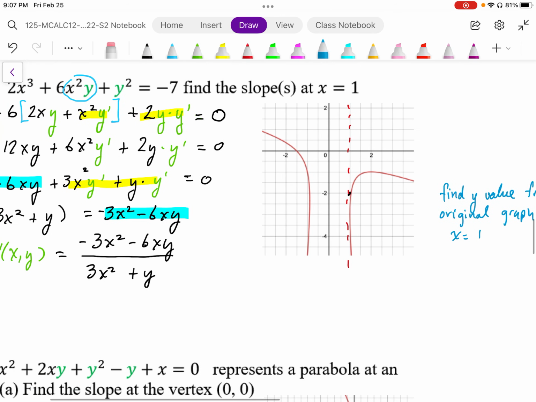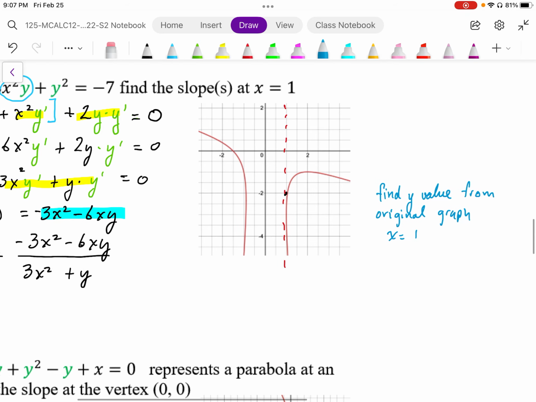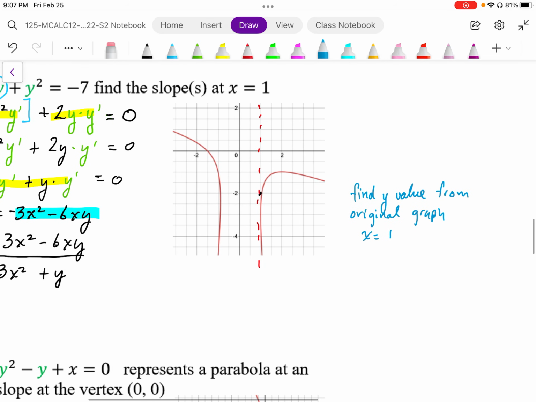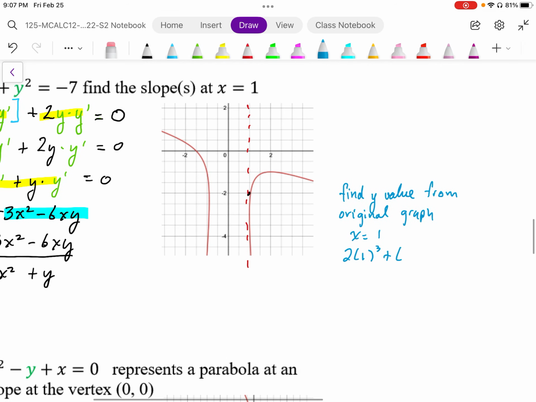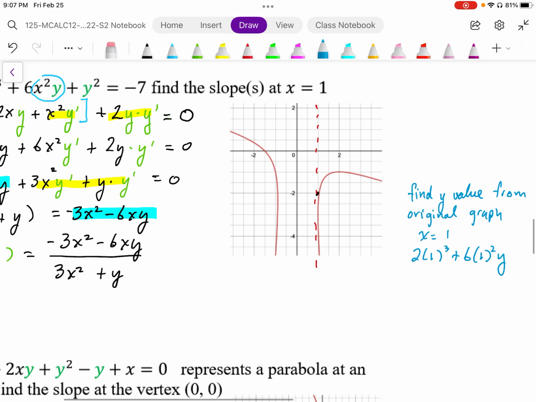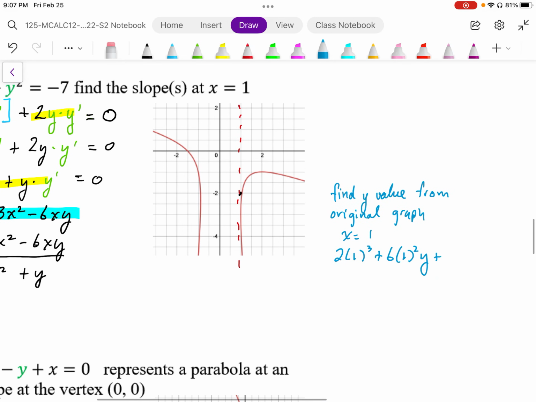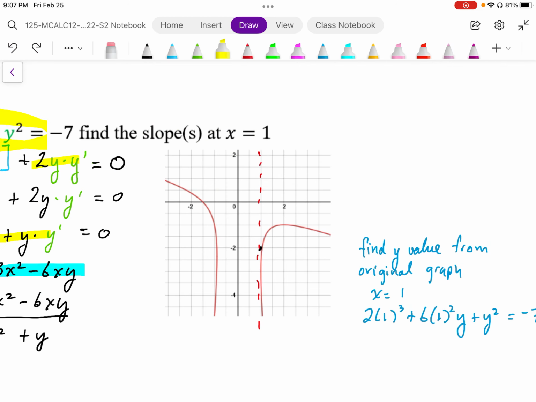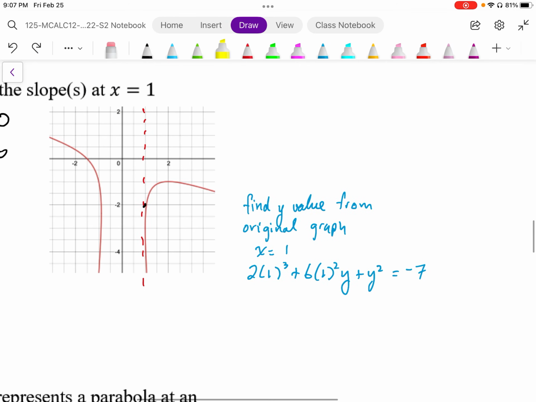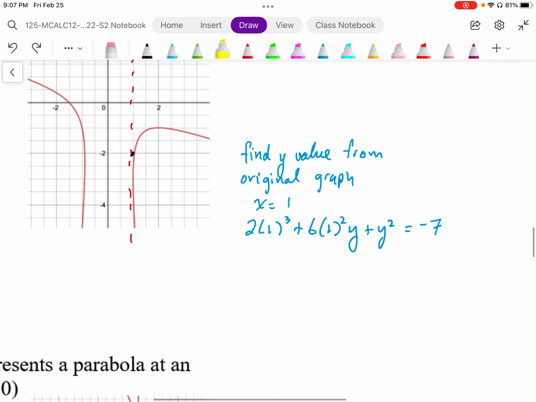I'm going to do that by plugging that back into the original equation. So I have 2x cubed, where x is equal to 1, plus 6x squared y, which I'm solving for, plus y squared equals -7. So again, I'm just going back to this original equation here, and I'm using that to generate this. And I have now an equation which I can solve for y.